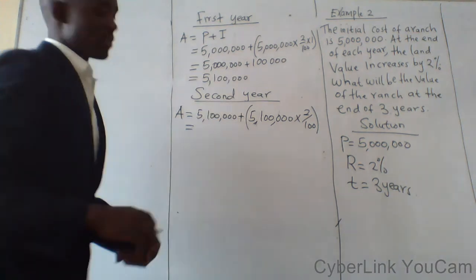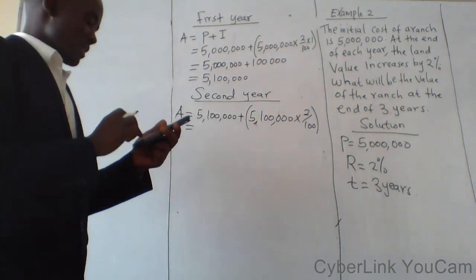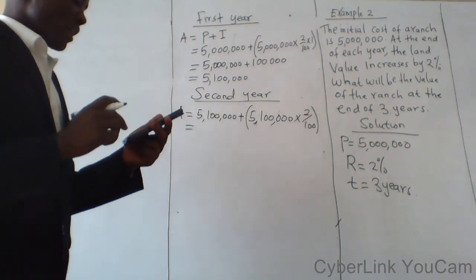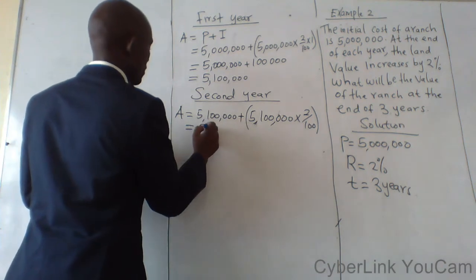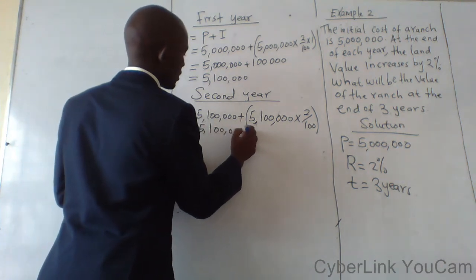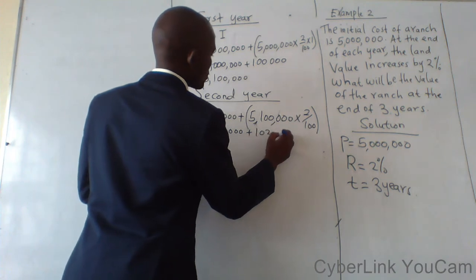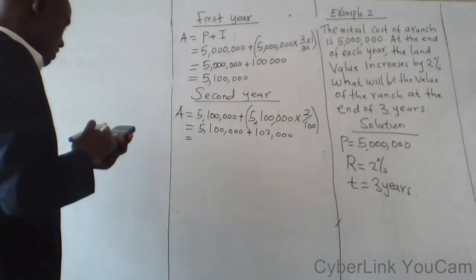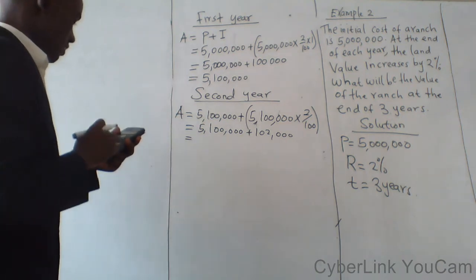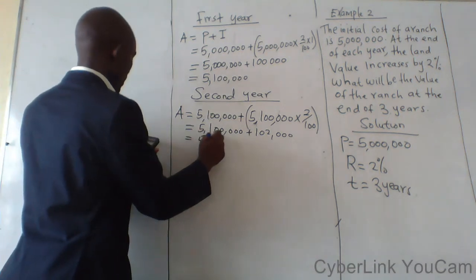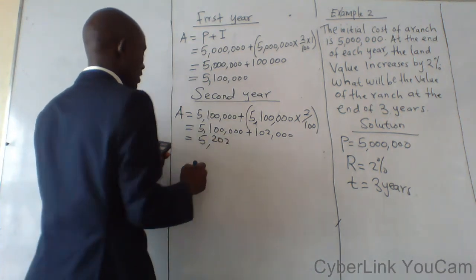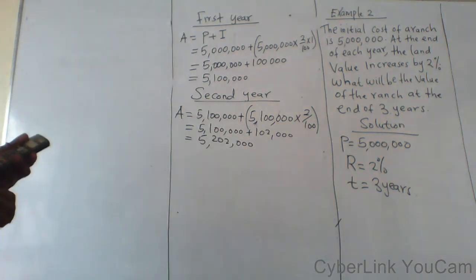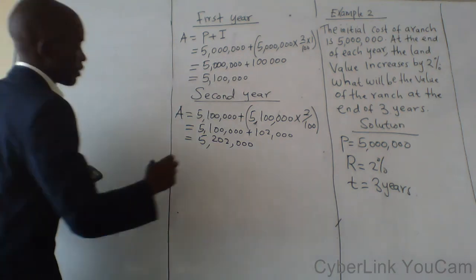This gives us, if you take 2% of that value, you will get 5,100,000 plus 102,000. Of course, this gives us 5,202,000 shillings. That is the amount in the second year. We move to the third year.